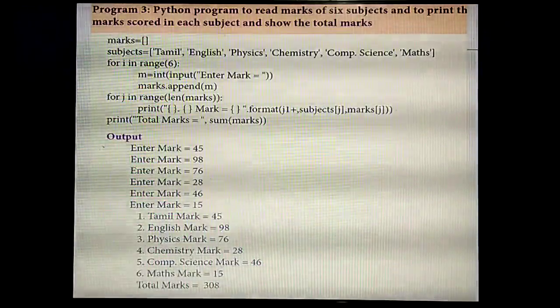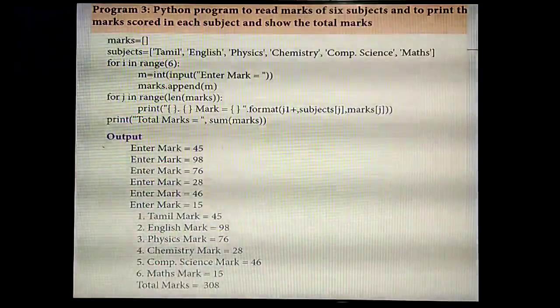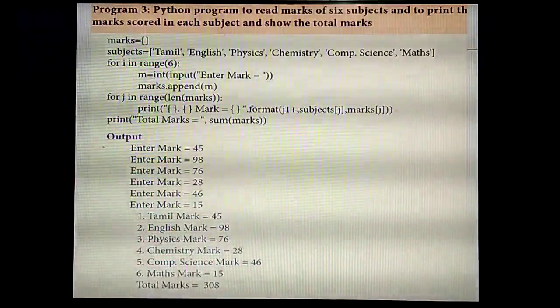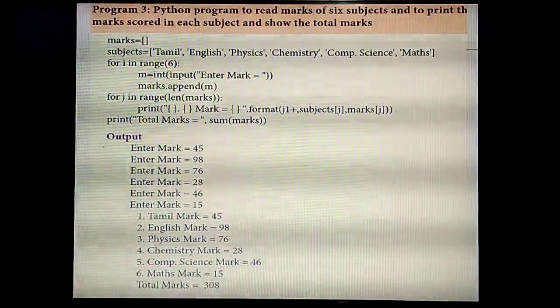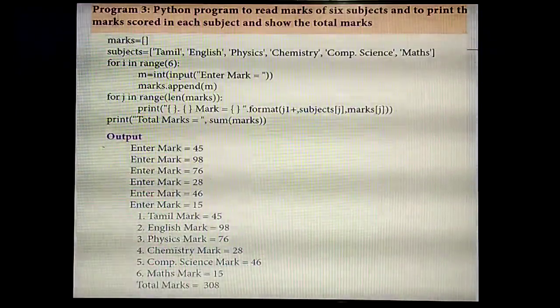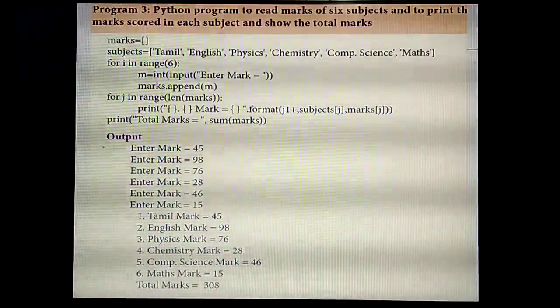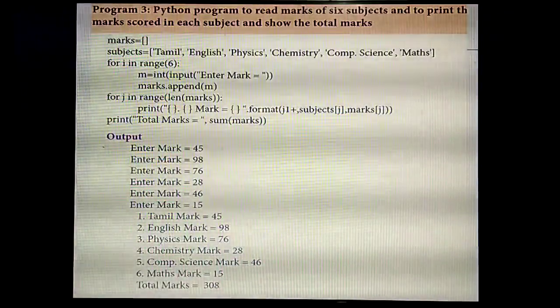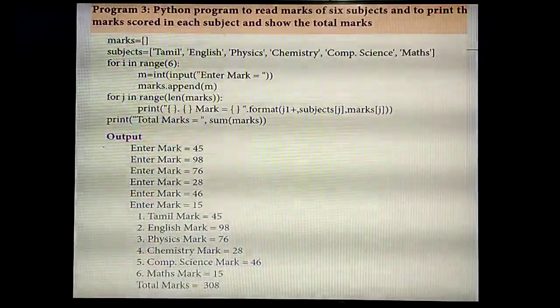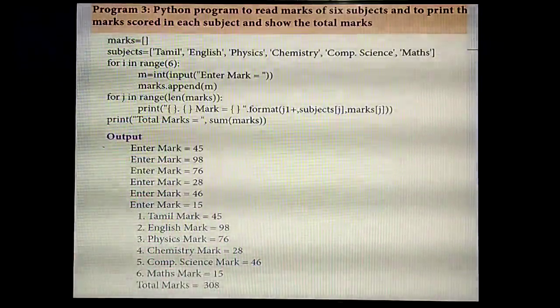Next program is to read 6 subject marks. You are going to enter 6 subjects' marks, and also you are going to find the total for the subjects. So you are going to enter 6 subject marks as well as find the total for the 6 subjects. Understand? For that, first you are going to create an empty list.